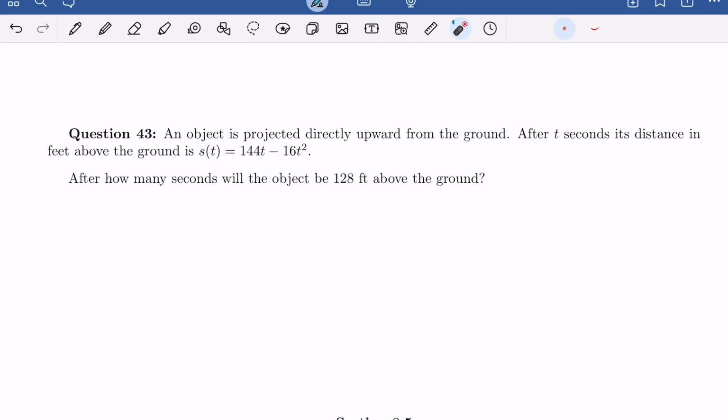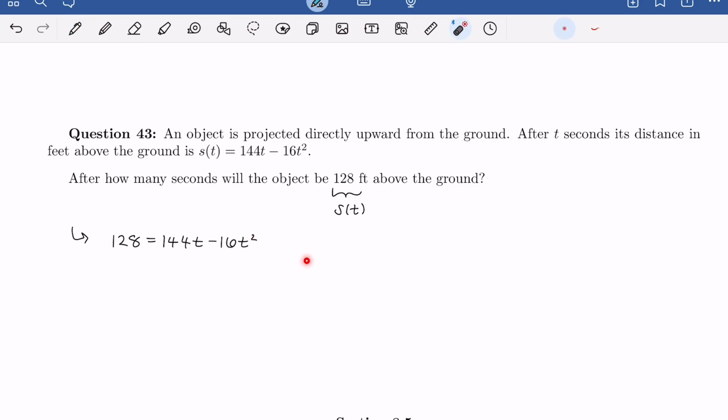Alright, so this brings us to our last example for section 8.4. We're told that an object is projected directly upward from the ground. After t seconds, its distance in feet above the ground is going to be given by this equation here. So with this information, we want to figure out after how many seconds will the object be 128 feet above the ground. So 128 feet is going to be our output, or s of t here. So what we can do is just plug that directly into our equation. We're going to get this here, and then what we want to do is solve for t.